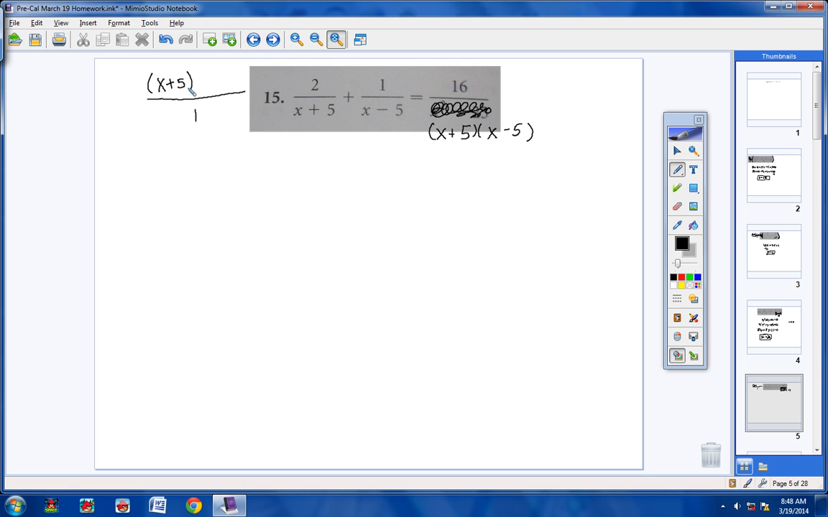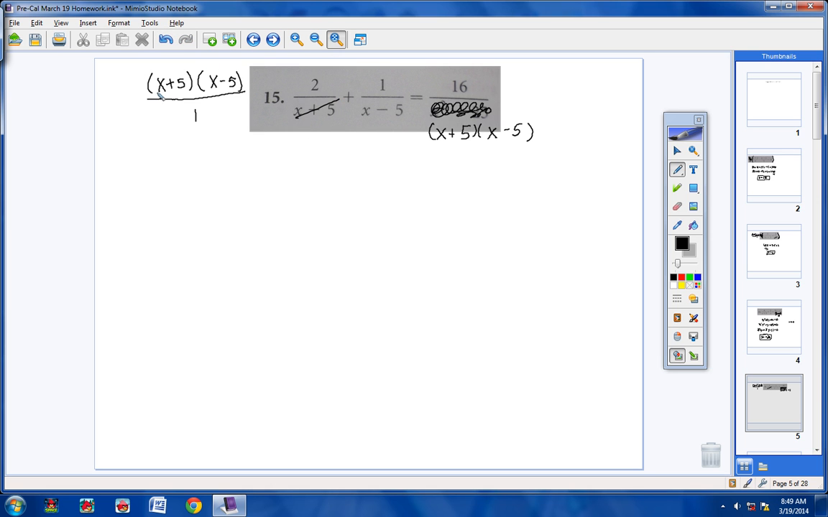Now I've got another binomial to look at, that's x minus 5. Well, there's no groups of x minus 5 here, there's one group here, there's one group here. Which group has the most? These both have 1, so I'd need just one x minus 5. Okay, now let's go ahead and eliminate our fractions. We're going to take this fraction times this fraction.